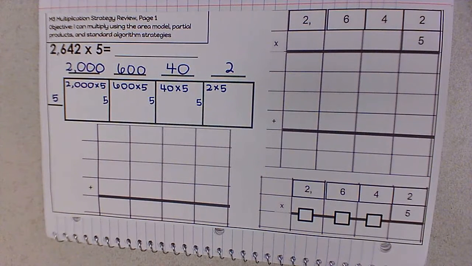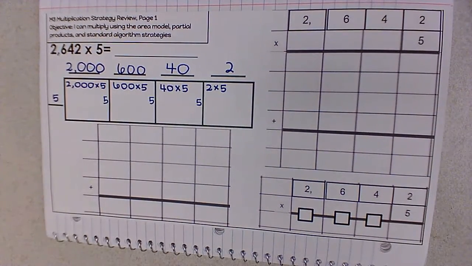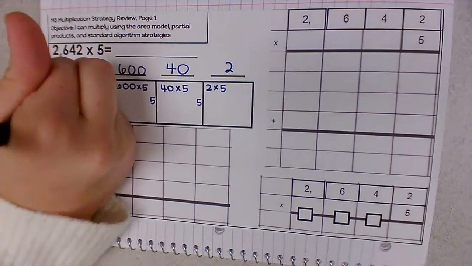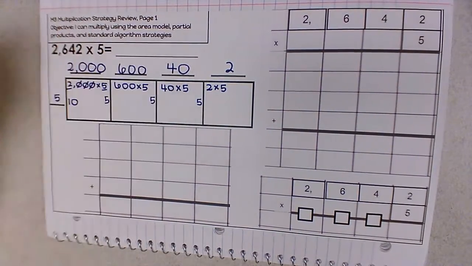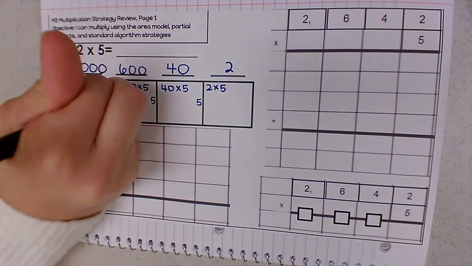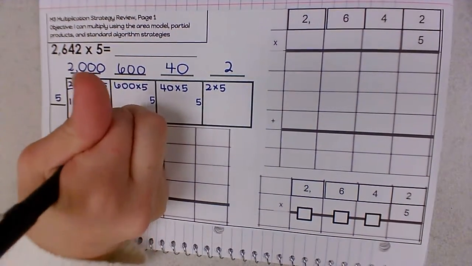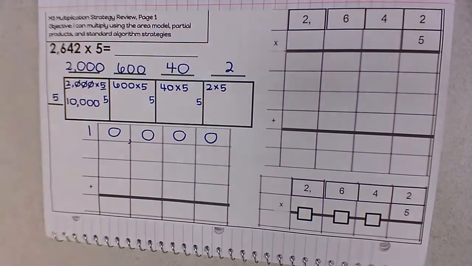Remember, when we multiply by zeros, we start with the math fact, and however many zeros are in our multiplication sentence is how many zeros go into our product. 2 times 5 equals 10. I have 1, 2, 3 zeros in my sentence, so I'm going to tack on 1, 2, 3 zeros. 10,000. I'm going to plug 10,000 into my addition sentence for all my partial products.